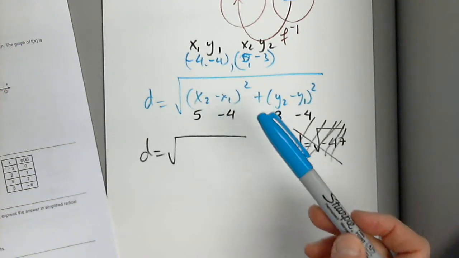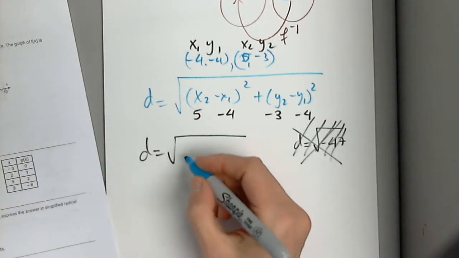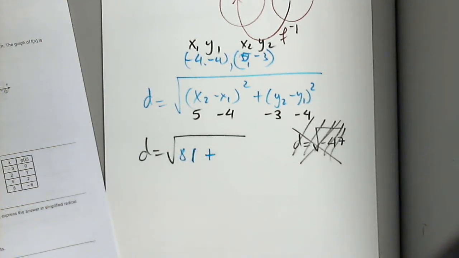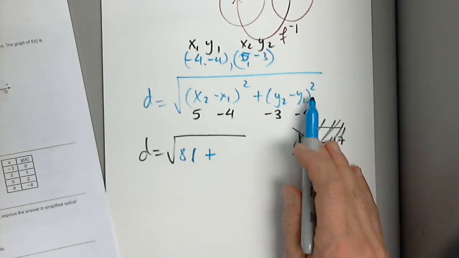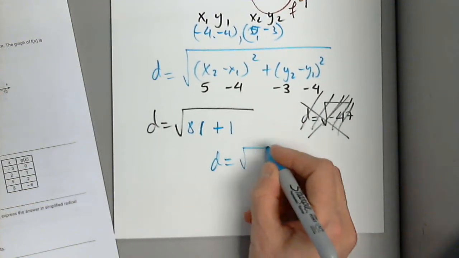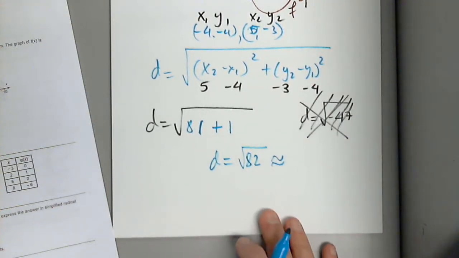Good. 5 - -4, or 5 minus -4. 9 squared, please. Excellent. Thank you. Plus -3 minus -4. One more time. -3 minus -4. 1. 1 squared. 1. So the distance is the square root of 82. And you can approximate it, whatever that is.